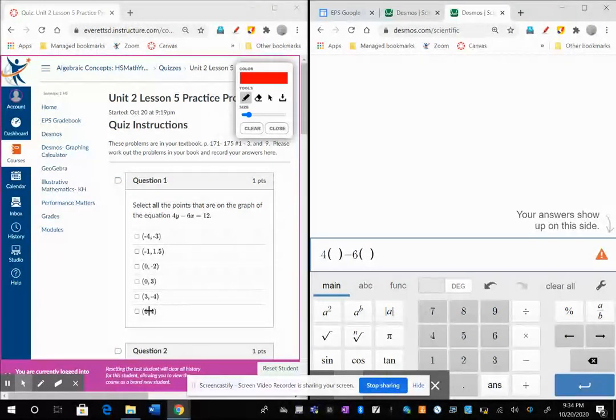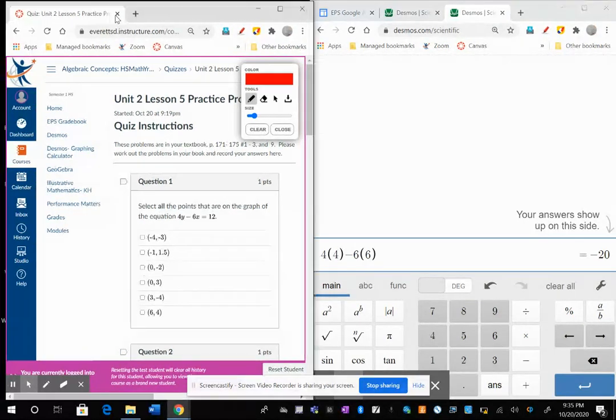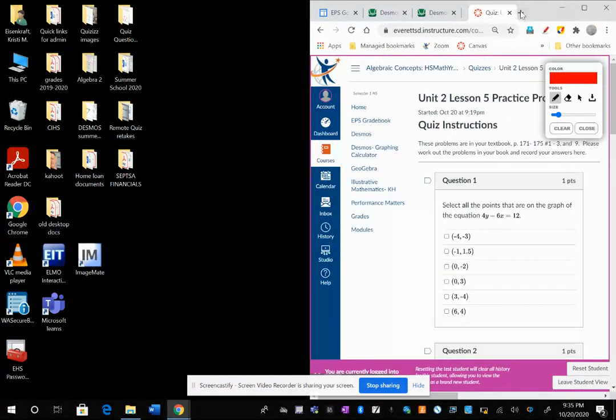Plugging these in backwards can really mess with my head because they're in the order of x, y here, but in the equation, they're in the order of y, x. So you really have to be careful not to make those mistakes. 6 for x and 4 for y, -20. So this is a nice way to see which answer is correct quickly. Okay, let's go back over here.